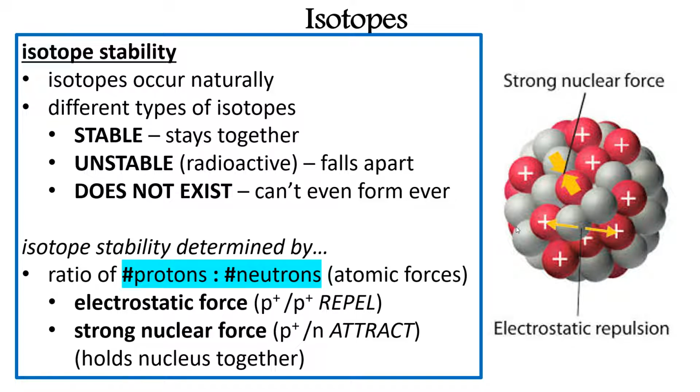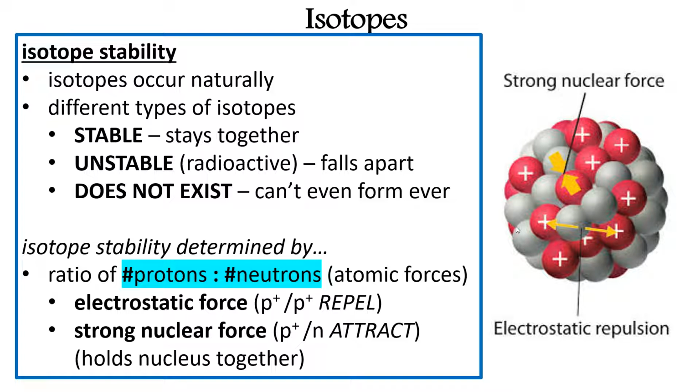So you can think of isotopes as either being stable, unstable, or not even existing at all. A stable isotope means it's going to stay together. An unstable isotope means it's going to fall apart. We also call those radioactive isotopes. And then the third category is like they can't even form to begin with.